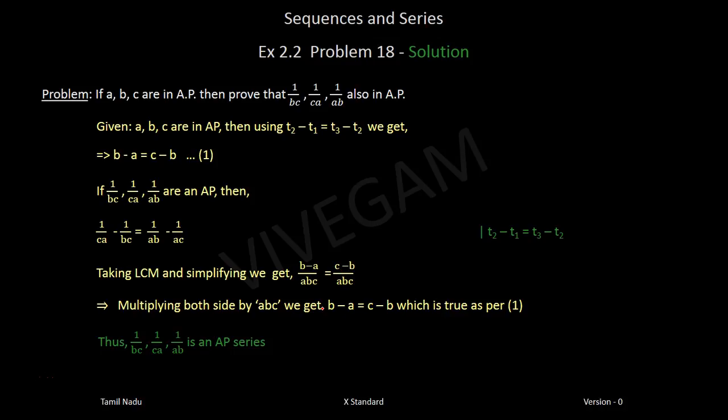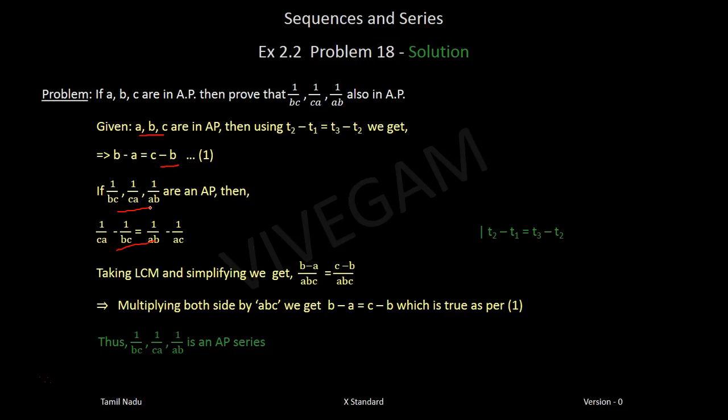But what is this? This is equation 1. We know that this is true because they gave us that A, B, C is an AP, so this equation is true. Now we have assumed this to be an AP and we are trying to derive that condition, T2 minus T1 and T3 minus T2, and simplify it. You get this equation. This is true. So these three are also in AP. This is how you need to prove it. You getting it?